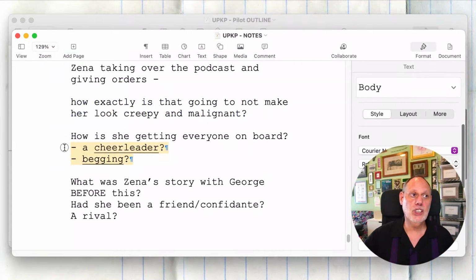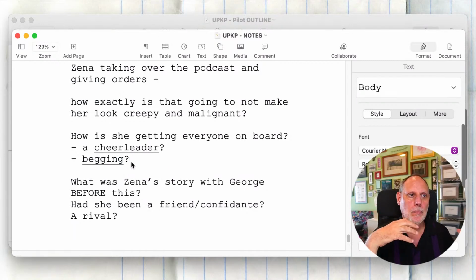I thought, is she a cheerleader? Is she begging? When I have a question, one of the things I do is I try to just brainstorm. Could be this, could be that, could be that. And I write it down, because then, as I said before, you step away, you come back, and all of a sudden you're like, yeah, cheerleader just doesn't feel right, or begging doesn't feel right. That's a work process where you don't have to decide right away, because this is complicated stuff. This is why it takes weeks and months to outline a script.